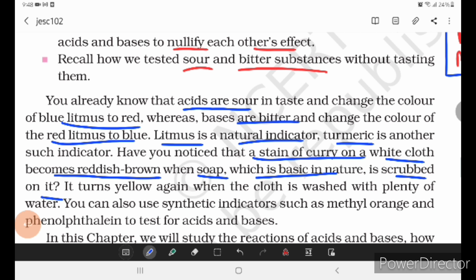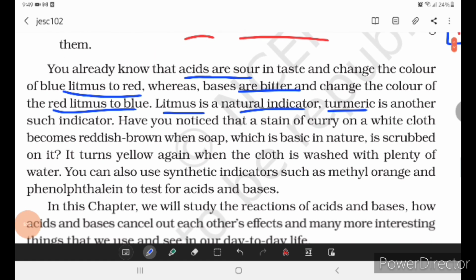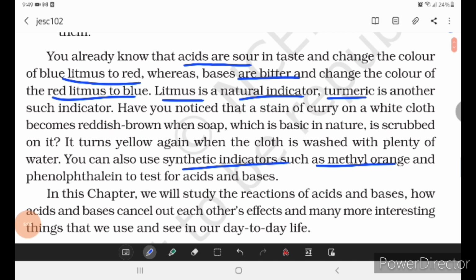Clear? Now, it turns yellow again when the cloth is washed with plenty of water, because there is no action of soap, so there is no contact with the base. That's why it turns yellow again. So what are natural indicators? There are two natural indicators, namely litmus and turmeric. You can also use synthetic indicators such as methyl orange and phenolphthalein to test for acids and bases. Natural indicators are turmeric and litmus, whereas the synthetic indicators are methyl orange and phenolphthalein.